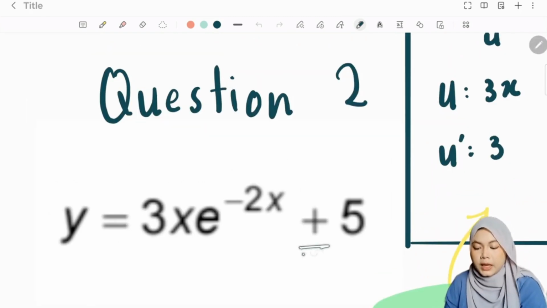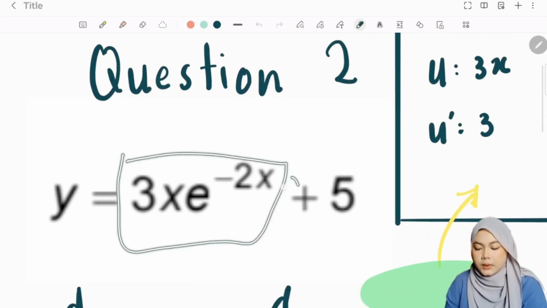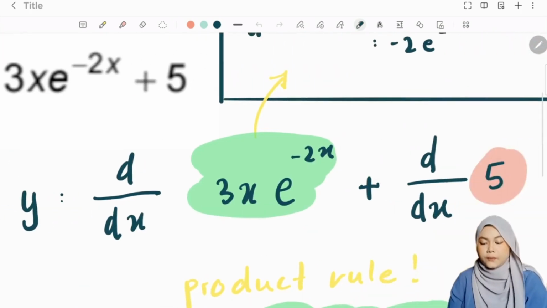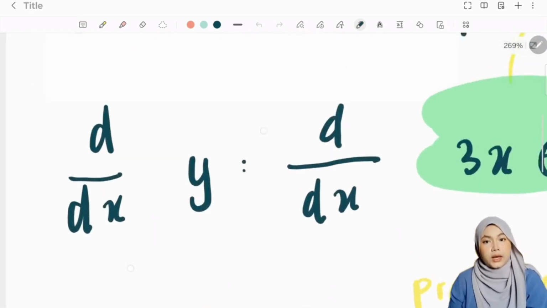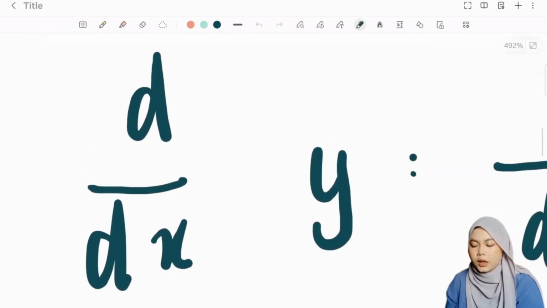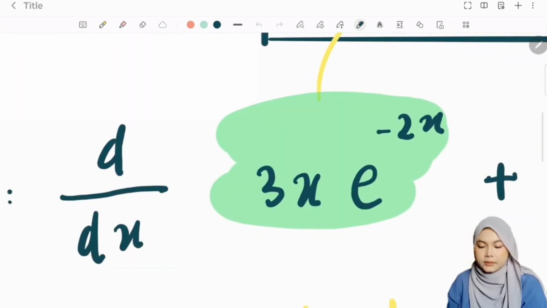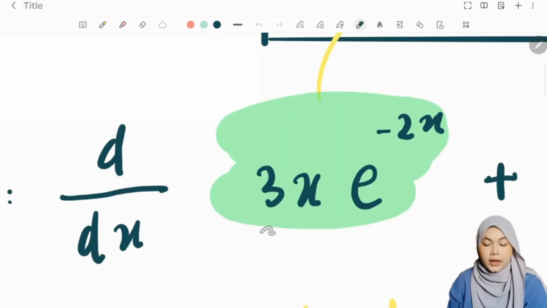If there's a plus between two expressions, we need to divide it into d over dx of 3x e to the power of negative 2x plus d over dx of 5. Alright, for the y, what should we do? For y, we have d/dx of y, and we can change it into dy over dx. Then, d over dx of 3x e to the power of negative 2x.